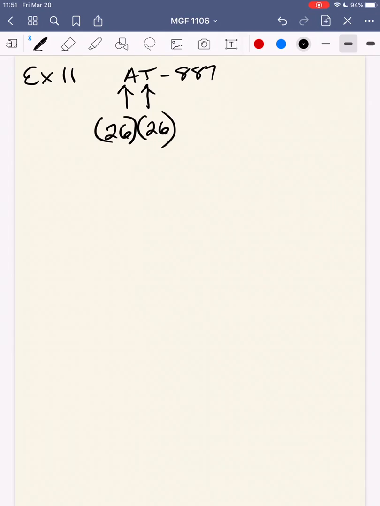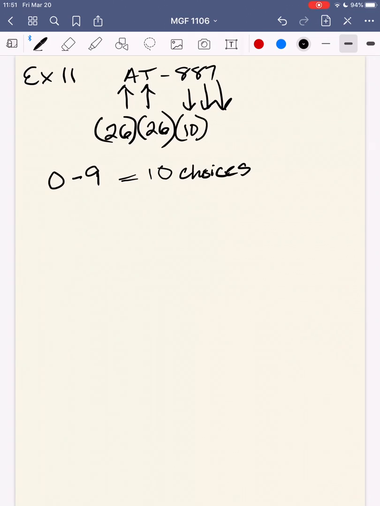Now for numbers, I need 3 numbers. Those numbers must be between 0 and 9. 0 counts as a number, so this gives me a total of 10 choices. So for each of these, I can pick any of the numbers between 0 and 9. No restrictions. When I multiply that together, I get 676,000 different license plates I can create using this format, which is pretty large.